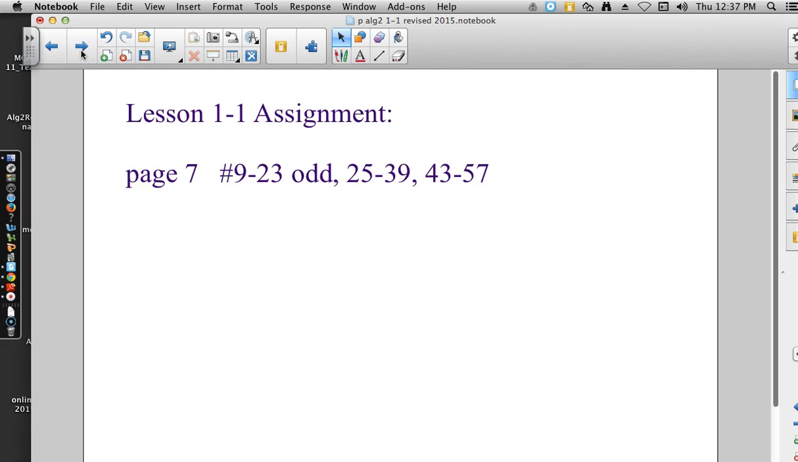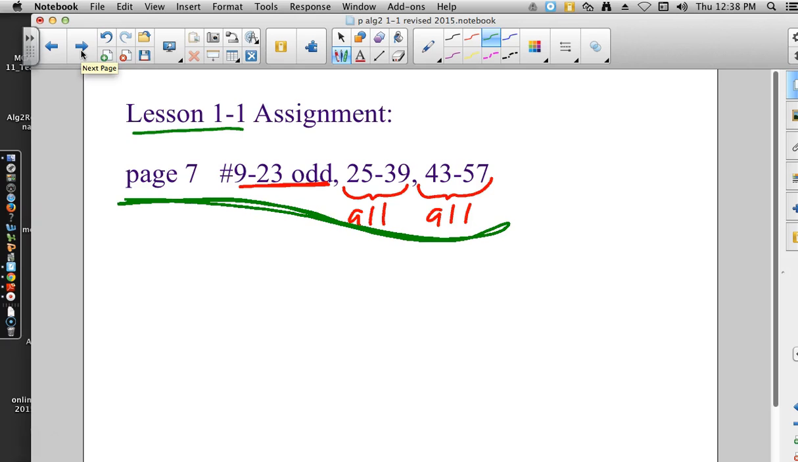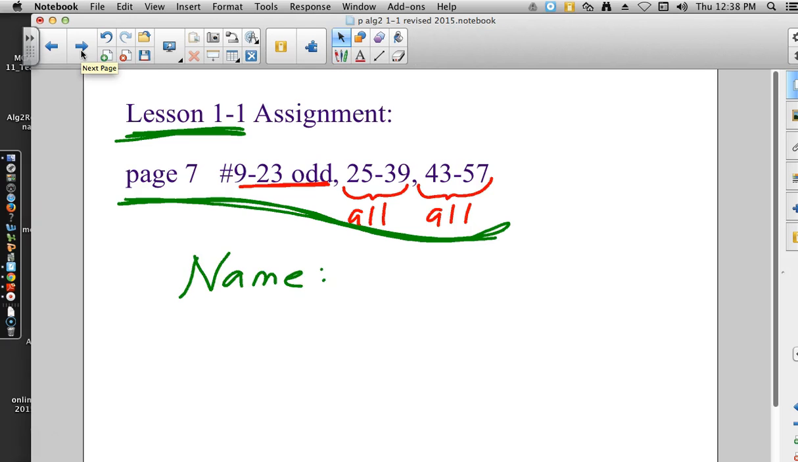But for now, there's our lesson, lesson 1-1 assignment. On page 7, you'll do 9 through 23, just the odds. So notice there's the comma there. So that odd piece is just for 9 through 23. 25 to 39, that's going to be all of them. And all of 43 to 57. So make sure that you write these headings on your assignment. That way, if somebody turns it in late, I know exactly where it came from. And of course, don't forget your name. Oh, put that little bad boy on there. That way I know for certain, who deserves the credit for this paper.